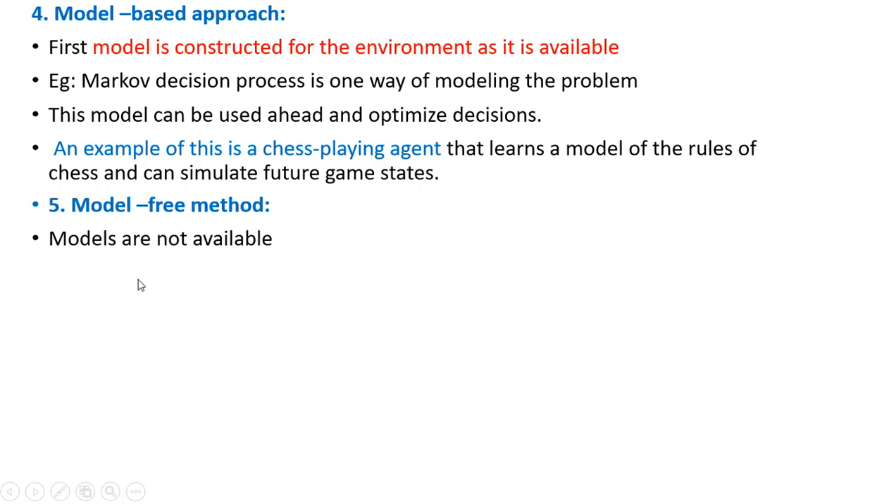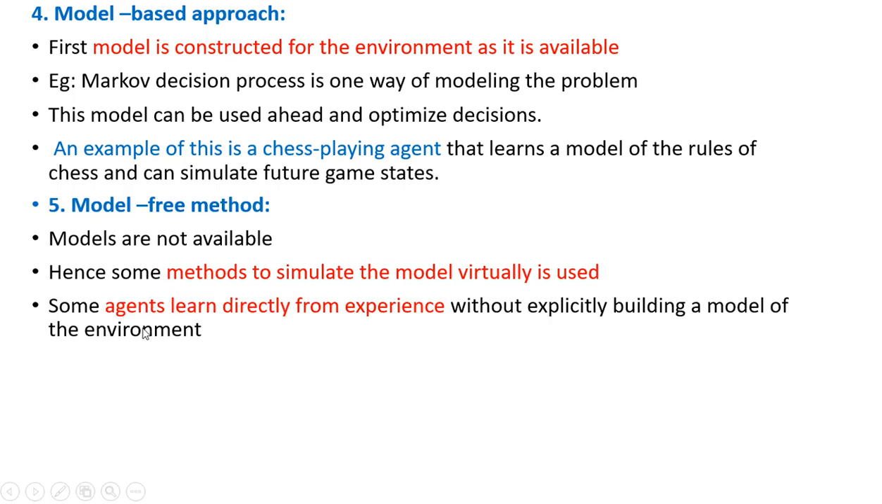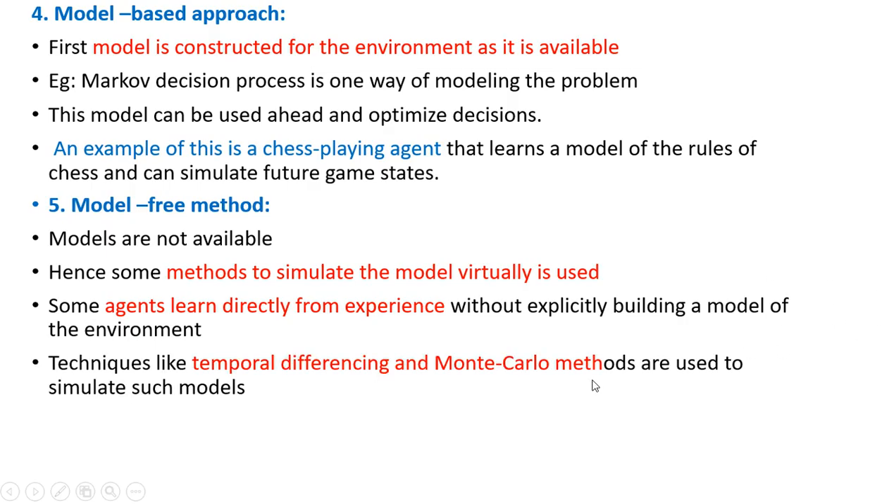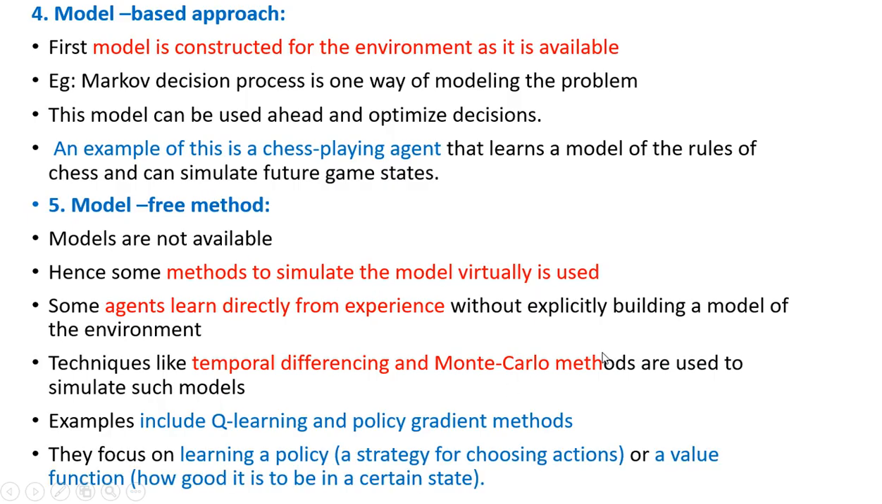The fifth one is model free. That means there are no predefined models here, so you need some methods which can simulate the model virtually. I will need agents which learn directly from experience without explicitly building a model. In some cases I can use approaches like temporal differencing and Monte Carlo methods to simulate the model. Q learning, which we will learn next, and policy gradient methods are examples of model free methods.